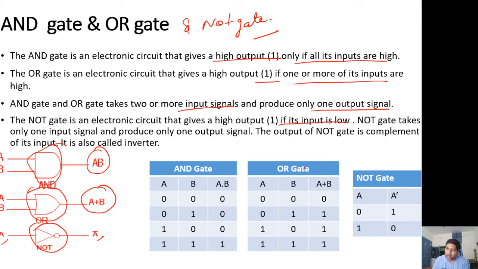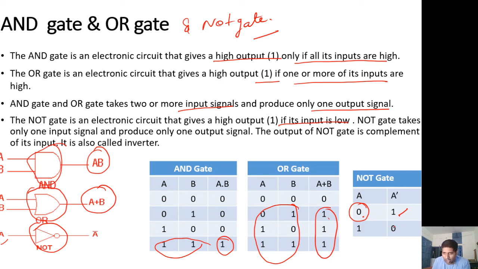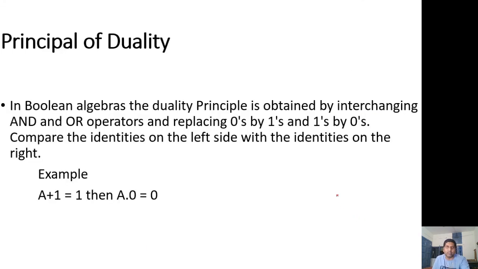OR gate, same as OR operator. The output is high when any one of the inputs is 1. The output is high when both inputs are high. NOT gate: the output is high when the input is 0. So when the output is 0, the input will be high. It is also called an inverter or complement.